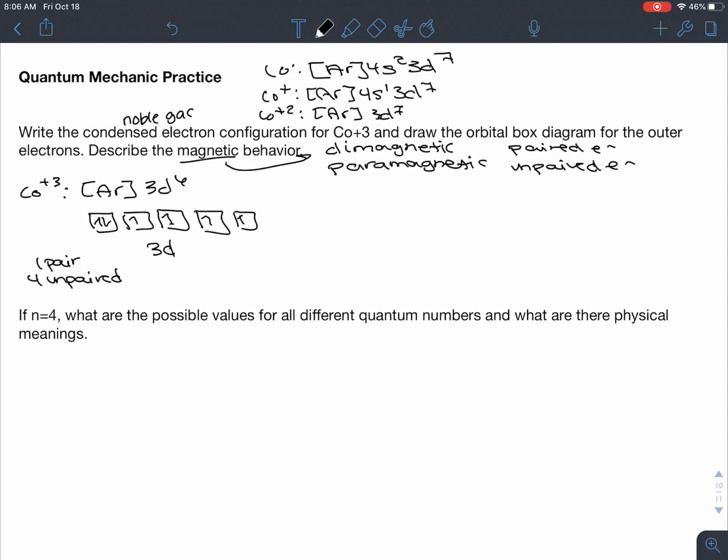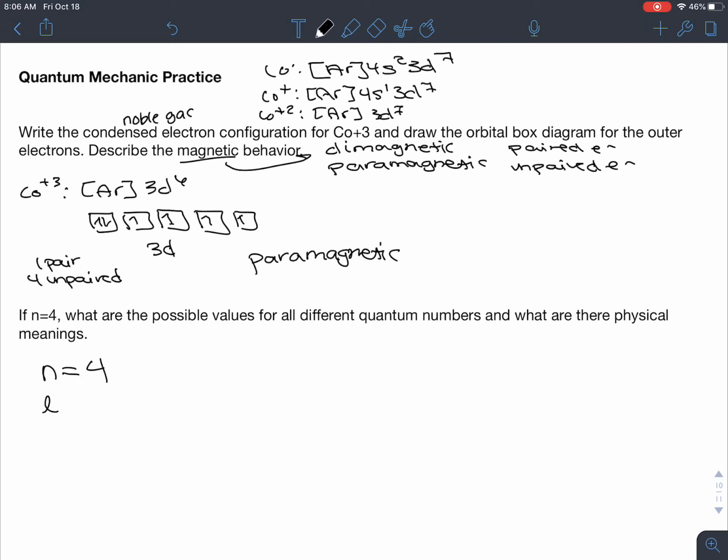Now you see, is this diamagnetic or paramagnetic? Well, there are unpaired electrons, so this is paramagnetic. Now looking at the next question: if n is equal to 4, what are the values for all the different quantum numbers, and what are their physical meanings?